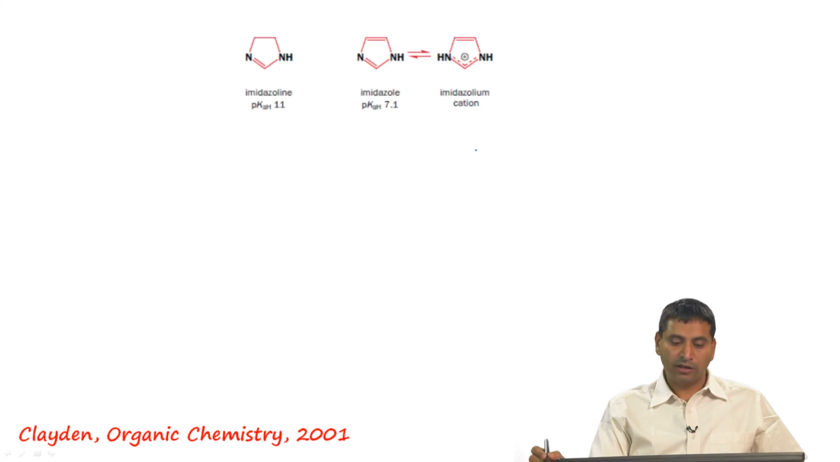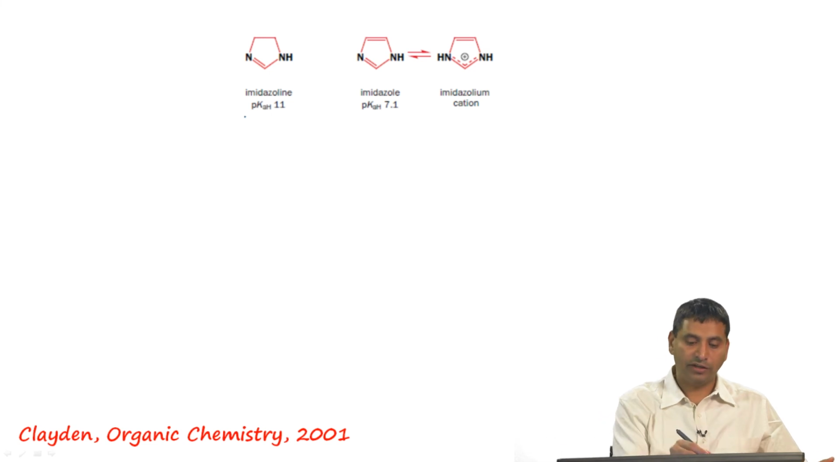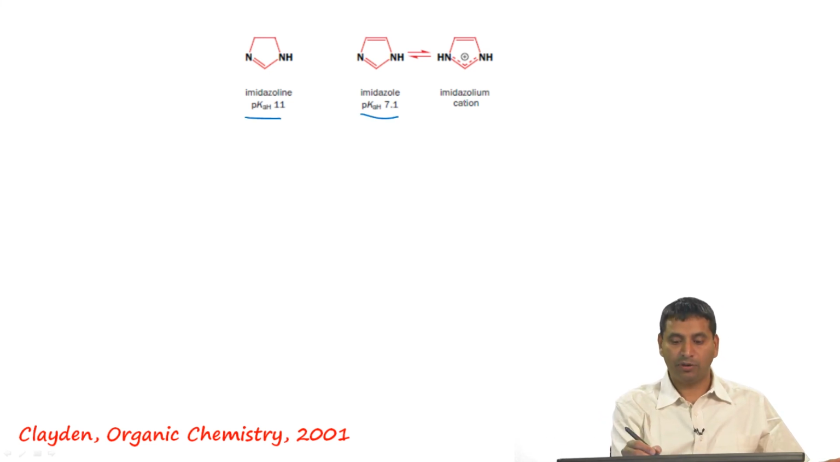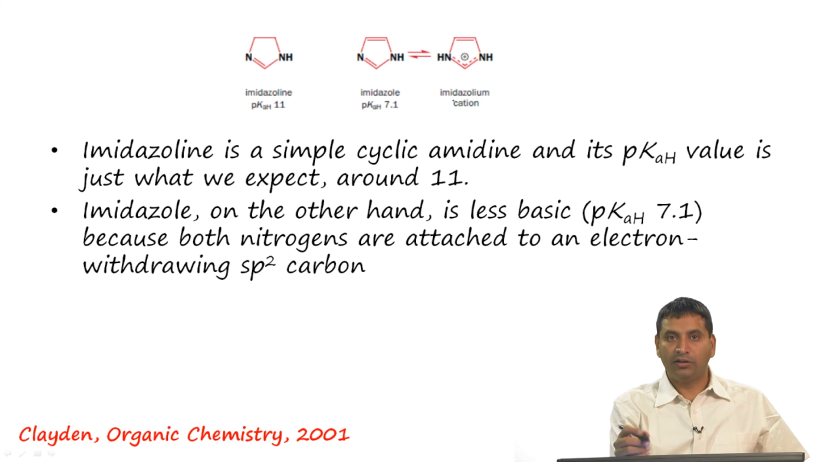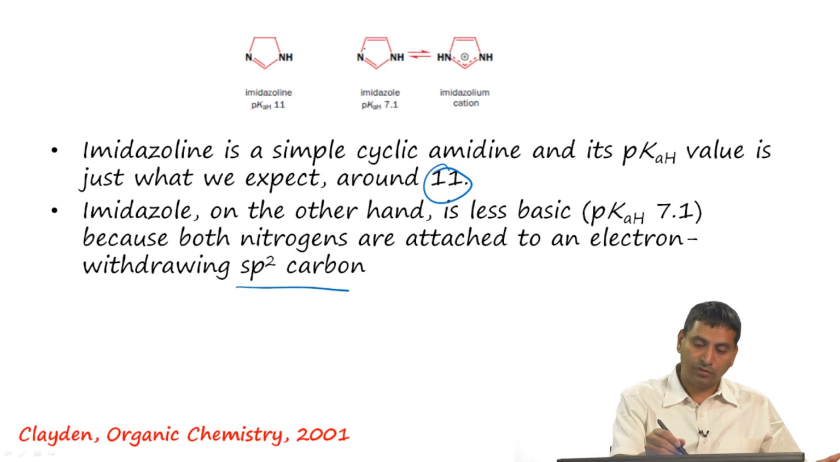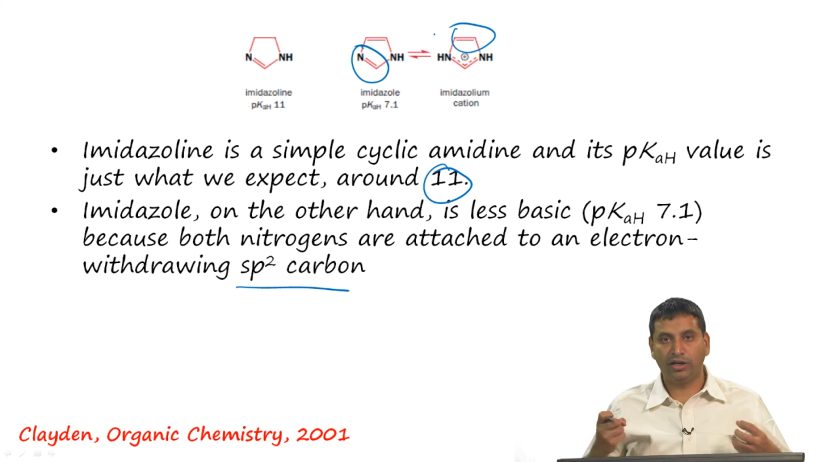For the next example, we look at imidazoline, whose pKaH is 11, and imidazole, whose pKaH is 7.1, and we want to understand this difference. In the case of imidazoline, it is a simple cyclic amidine and its pKaH value is just what we would expect, around 11. But imidazole, on the other hand, is less basic, that is, it is more resistant to giving away its lone pair, because both the nitrogens are attached to an electron withdrawing sp2 carbon. Here you see this sp2 carbon and there is another sp2 carbon. Since sp2 carbons are electronegative and pull electrons towards themselves, the lone pair on the nitrogen is less available for donation.